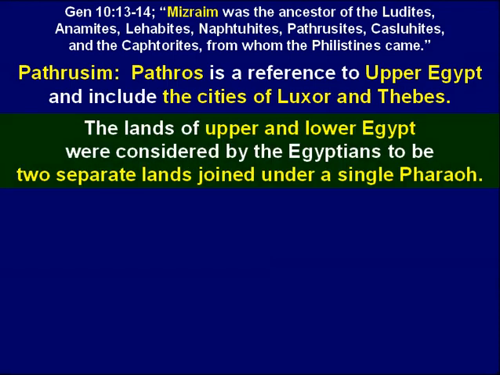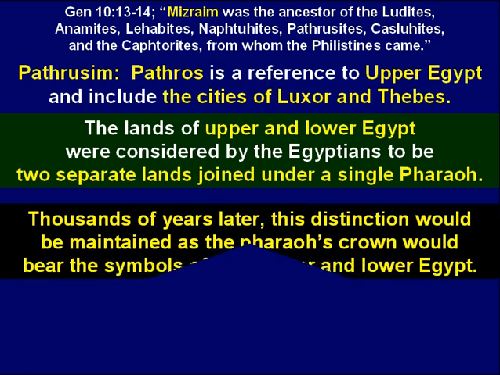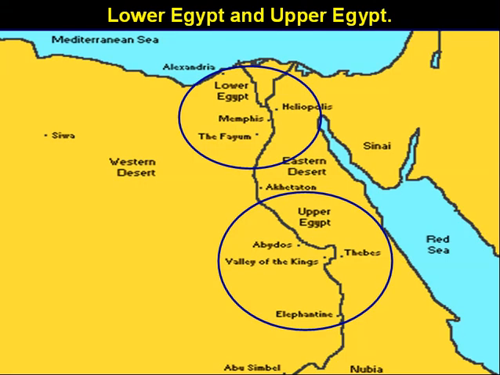The lands of Upper and Lower Egypt were considered by the Egyptians to be two separate lands joined under a single pharaoh. Thousands of years later, this distinction would be maintained, as the pharaoh's crown would bear the symbols of both Upper and Lower Egypt.